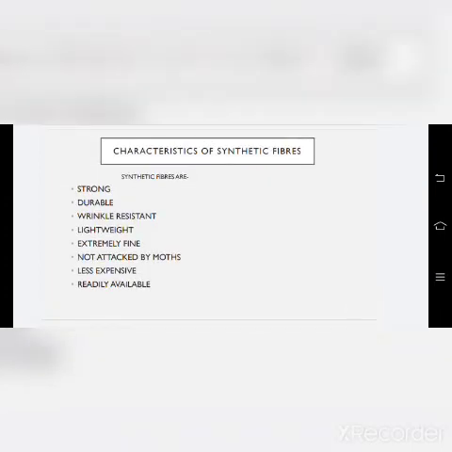Now let's see the characteristics of synthetic fibers. They are strong, durable, wrinkle resistant, lightweight, fine, not attacked by moth or insect. They are less expensive and readily available.